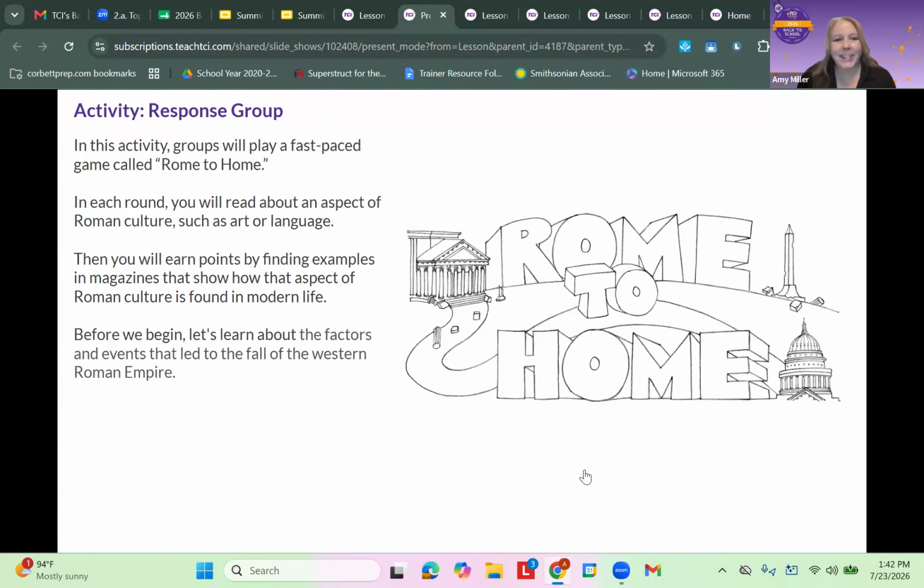And in TCI perfect fashion, we have this activity and they play a fast-paced game called Rome to Home. In each round, they'll read about an aspect of Roman culture, such as art or language, and then they earn points by finding examples of magazines that show how that aspect of Roman culture is found in modern life.